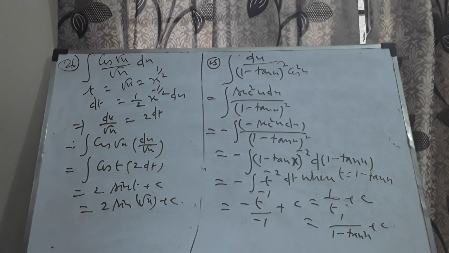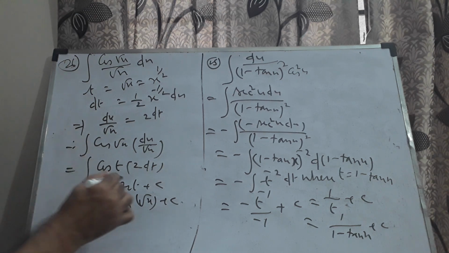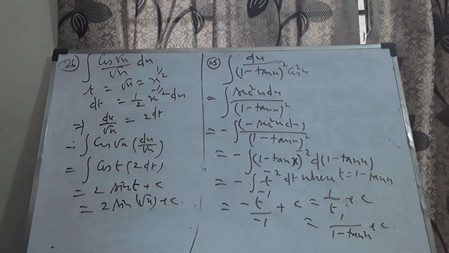Let me repeat. Taking t is equal to root x, write it as x power half. Dt is half x power minus half dx. Our dx by root x will become 2 dt. Now coming back to the original integral, cos root x dx by root x can be written as cos t 2 dt. This is my t anyway. And integral cos t is plus sin t. Derivative of sin t is cos t. Therefore, 2 sin root x plus c will be the final answer.